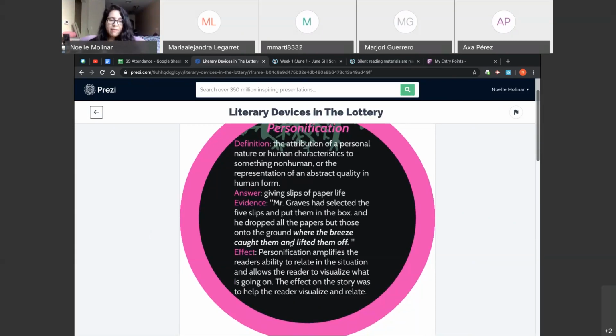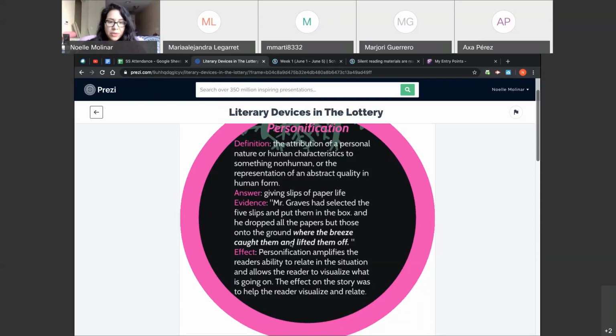So every year, everybody has that name in the box, that danger of being the sacrifice. But in this case, they personify it by the lives escaping with the pieces of paper, and they get to go on with their lives again. So the effect: personification amplifies. When you amplify something, like if you're listening to music and you put it into an amplifier, it makes it bigger.